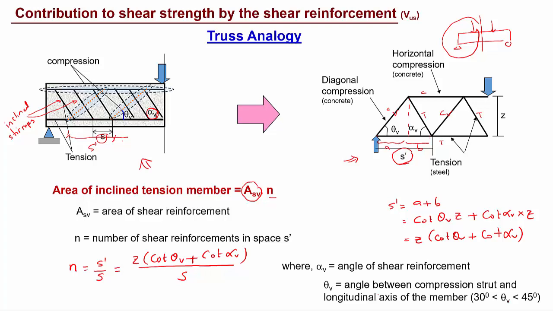Here, alpha V is the angle of the shear reinforcement, whereas theta V is the angle of the compression strut. As you can see here, this is theta V, and it is between 30 degrees and 45 degrees.